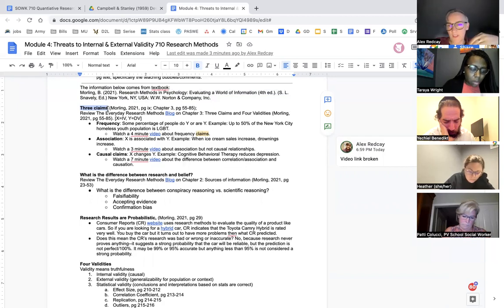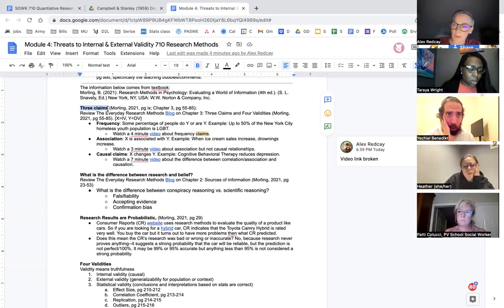Okay. Association. X is associated with Y. LGBT people are significantly more likely to be depressed and anxious. Okay. It is blank associated with blank. It is not causal. It is simply associated. So the example here is when ice cream sales increase, drownings increase. That does not mean that ice cream causes drowning. The factor is actually just warmer weather causes more people to swim, which causes more people to drown. So this is what is most often referred to as correlation, not causation.